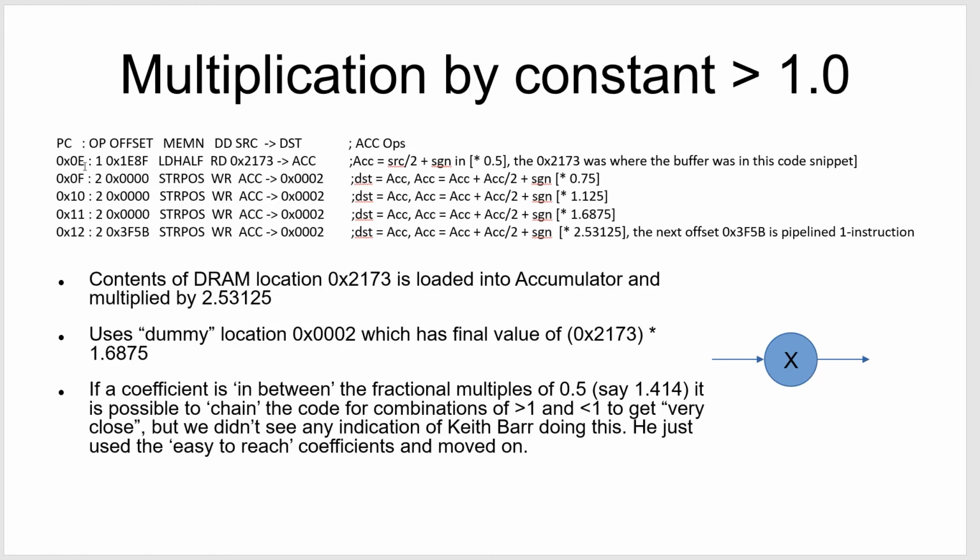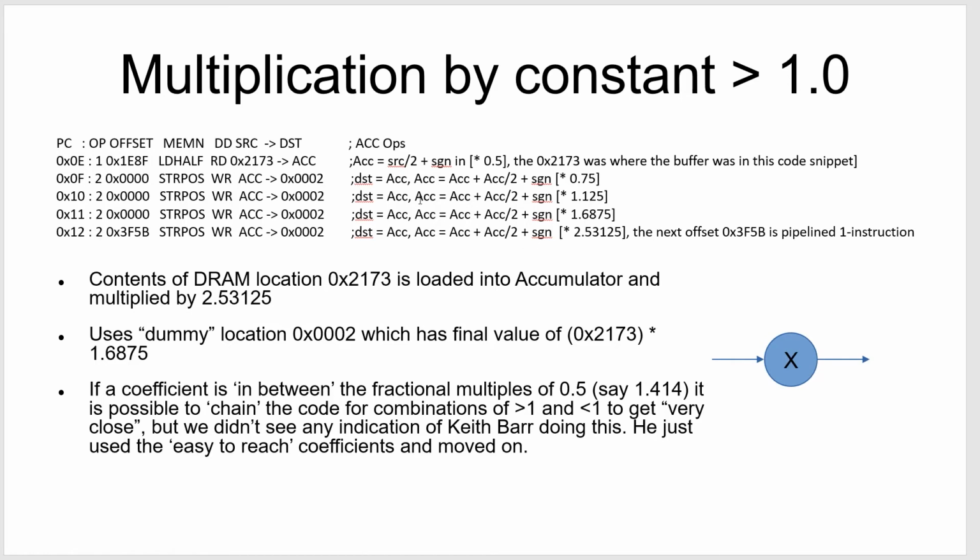The first thing we're going to do is use the load half from address 2173, that's in hex. See this offset? When you see an offset, remember it's not for this instruction, it's for the next instruction. It goes to 2173 and gets the data, and it divides it by 2, and that's in the accumulator. In this example, we want to multiply by 2.53125. And I'll talk about what's special about that number in a second. That number is picked from a list.